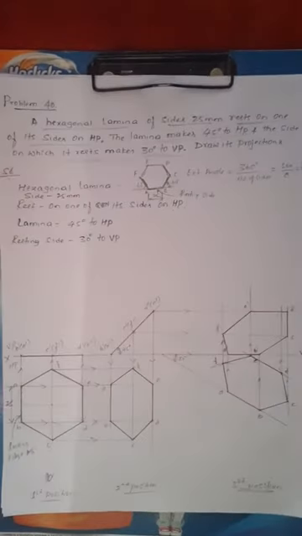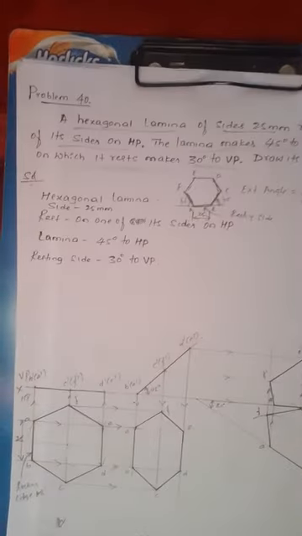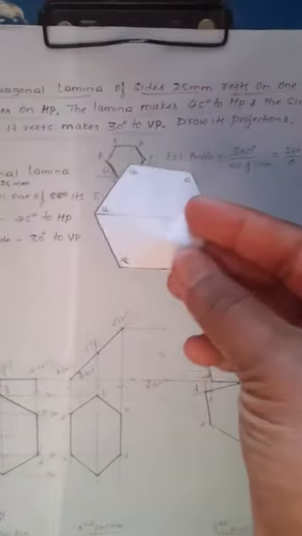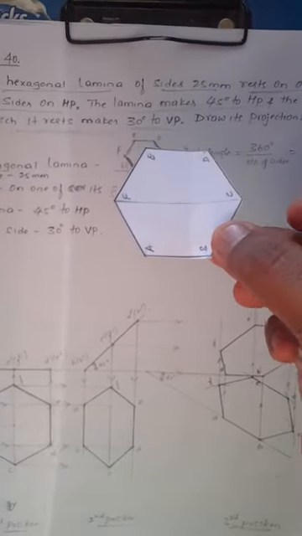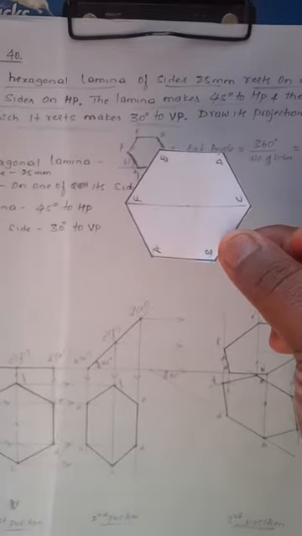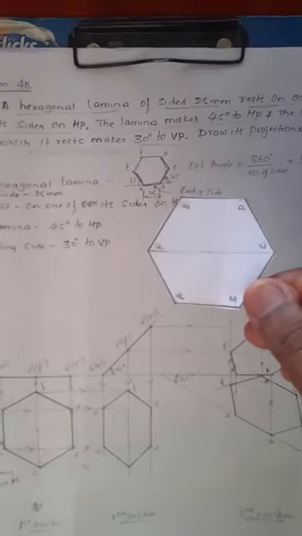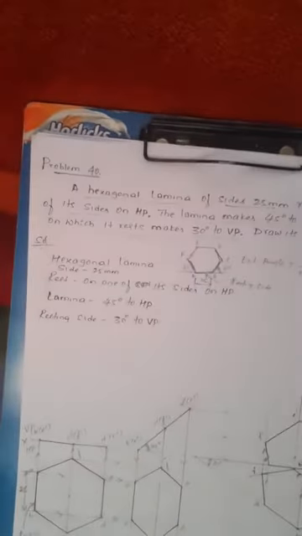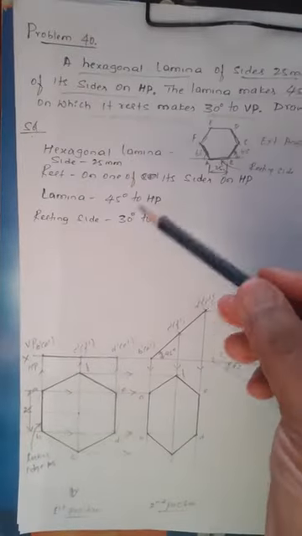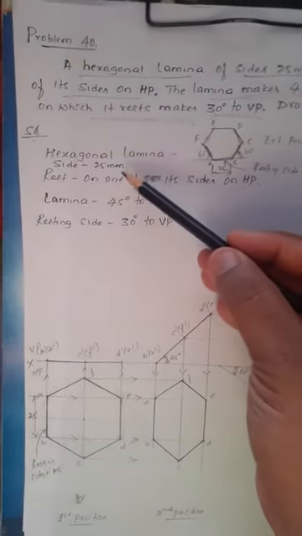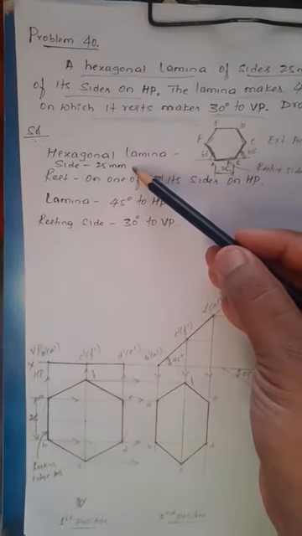Now draw its projections, right? This is a regular hexagon, each side is 25 mm, with corners A, B, C, D, E, F. Now how to solve this problem? Read the problem once or twice and write the given data. Based on the data, you start the problem. What type of lamina is it? A hexagonal lamina. All sides are equal, a regular hexagon, and the side is 25 mm.